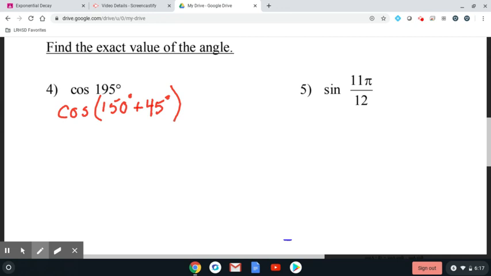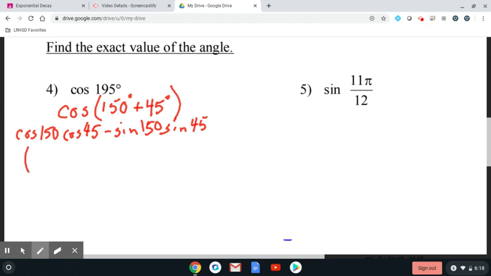All right, so now that we split it up this way, let's go ahead and actually use that cosine identity. So we're going to have cosine of 150 times cosine of 45 minus sine of 150 times sine of 45 degrees. All right, and now we actually want to go through and just apply and evaluate each of these trig functions to be able to replace them with a fraction.